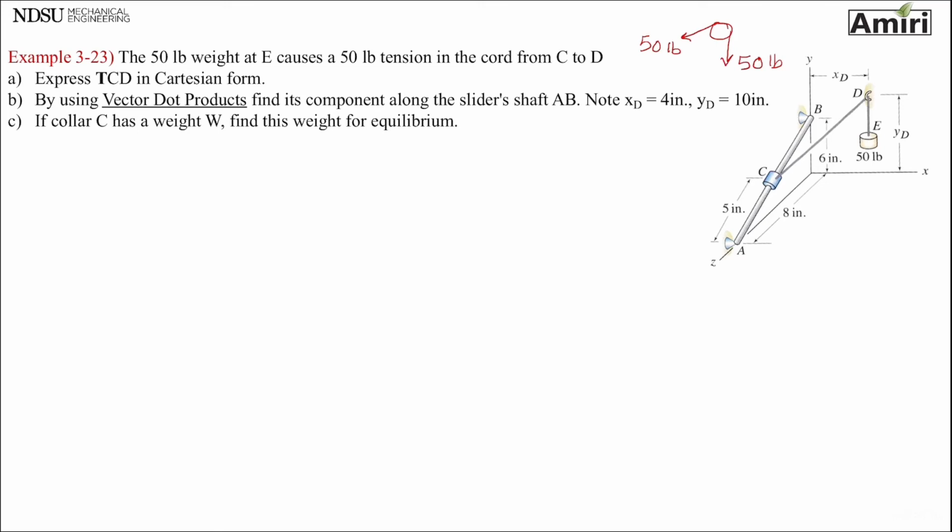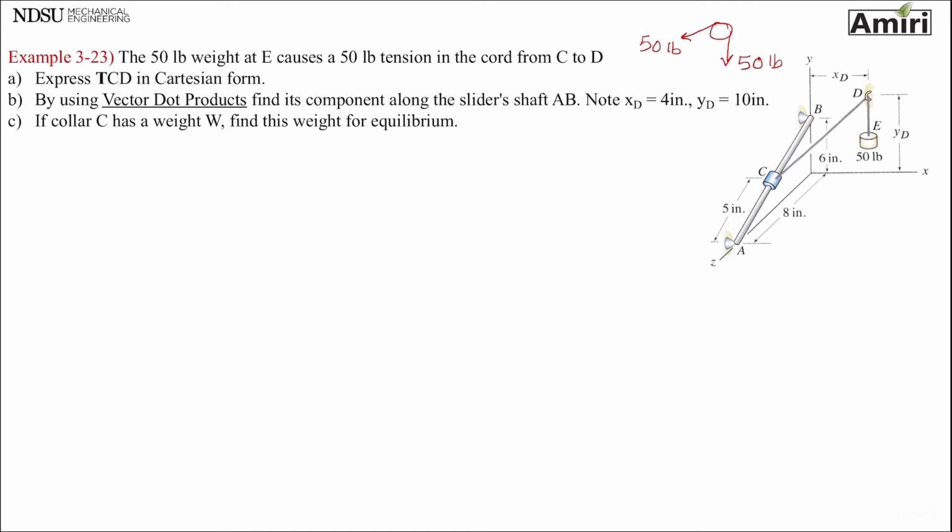Express T of CD in Cartesian form. Okay, we can do that. Position vector, done. By using vector dot product, find its components along the slider shaft AB. Note that XD is this much, YD is that much. Collar C has a weight W, find its weight for equilibrium. The first parts A and B are just a reminder from previous chapters and vector operations.